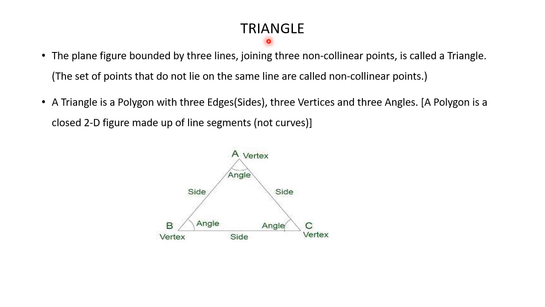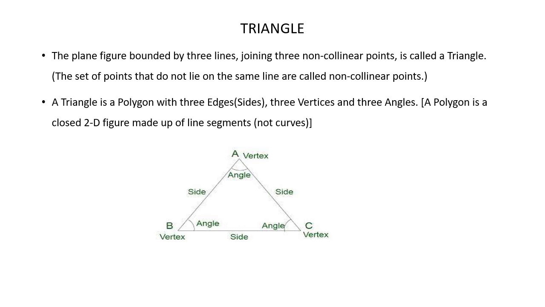Now, let's understand the meaning of a triangle. The plane figure bounded by three lines joining three non-collinear points is called a triangle. The set of points that do not lie on the same line are called non-collinear points. Now here, this figure is a triangle. As you can see, this triangle is bounded by three lines AB, BC and CA. These three lines are formed by joining three non-collinear points A, B and C.